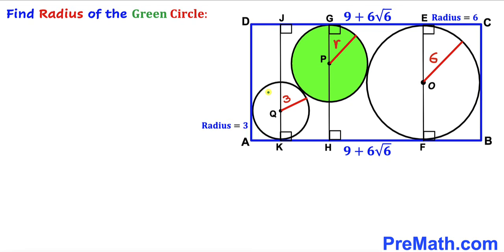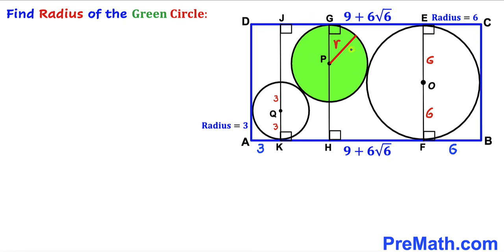And now let's focus on this small circle. We know that this is the radius of this small circle, so this is going to be the radius of this circle as well. And we know the radius is 3, so this AK length is going to be 3 units. And likewise this is the radius of this largest circle. We know the radius is 6, so this FP length is going to be 6 units as well.